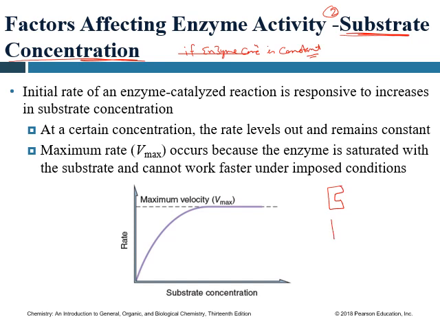1, 2, 3, 4, 5 enzymes, right? 1, 2, 3, 4, 5. So we cannot increase the number of enzymes. In this particular scenario, we have just a constant number, which is 5.